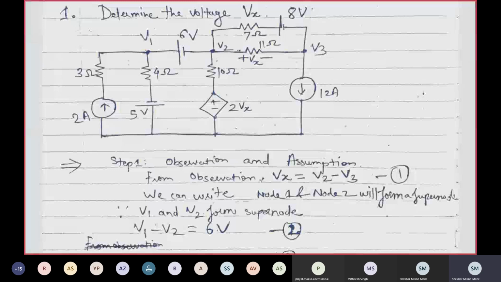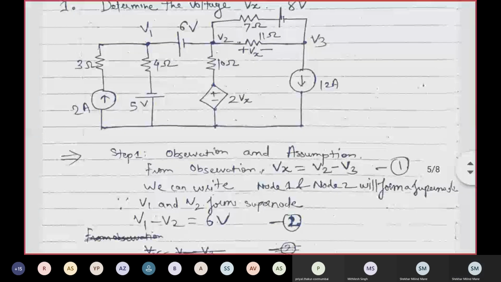In earlier problems also, we came across such situations where we have to find V1, V2, and in the middle there is a voltage drop across R. In that case, we wrote I1 is equal to V1 minus V2 by R, as we saw in the last lecture. So we can write Vx is equal to V2 minus V3.